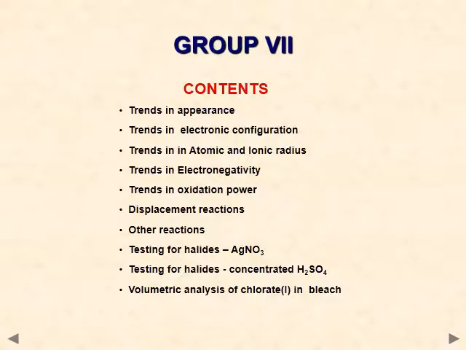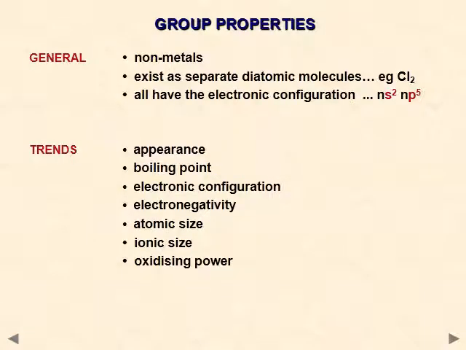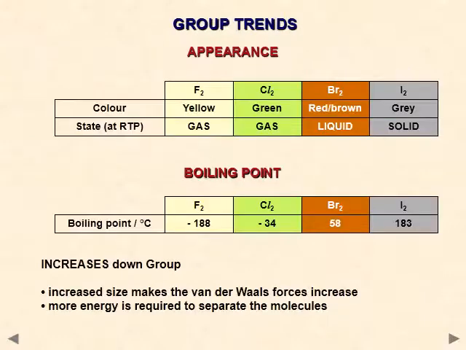for P3. Starting with group properties, general properties is they are all non-metals and they exist as separate diatomic molecules. So they all exist as Cl2, F2, Br2 or I2. They are diatomic molecules. They all have the same electronic configuration because you know that in a group the configuration remains the same in the valence shell. So they have a configuration of s2p5. So they have 7 electrons in their outermost shell and they need one more electron to get their outermost shell stable. The trends, further trends we will study next slide.